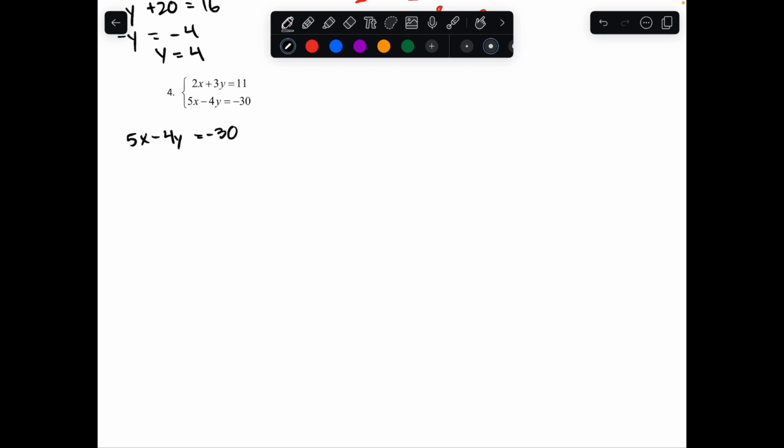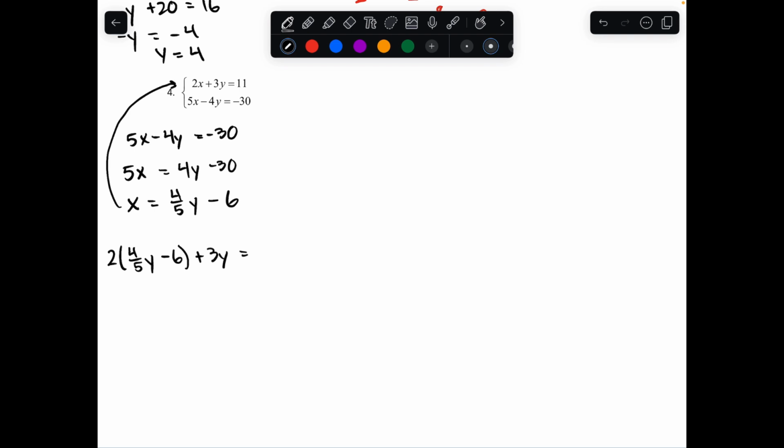Now I'm going to solve for one of my variables. So I have a positive 5x and a minus 4y, so I'm just going to add 4y to both sides. So we have 5x is equal to 4y minus 30. Now I'll divide by 5 and we get x is equal to 4/5 y minus 30 divided by 5, which is 6. So now I can take this and substitute it into the other equation. And so we have 2 times 4/5 y minus 6 plus 3y is equal to 11.